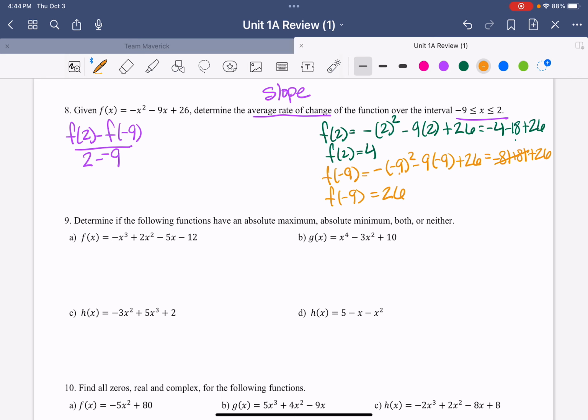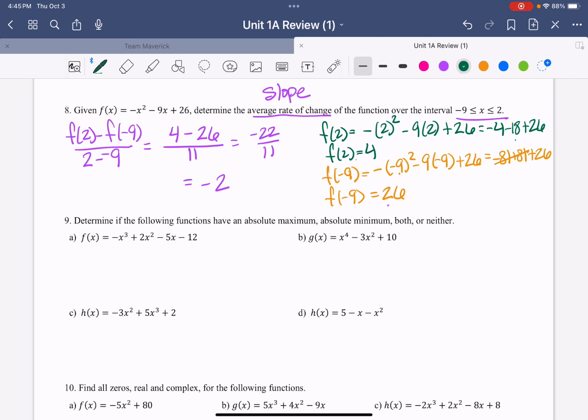All right, so back over here. Now I'm going to substitute this in. F of 2 is 4 minus f of negative 9, which is 26. And then 2 minus a negative 9 is 11. 4 minus 26 is a negative 22 over 11, which gives me in the end a negative 2. And that is my answer. And that is basic slope. All right.